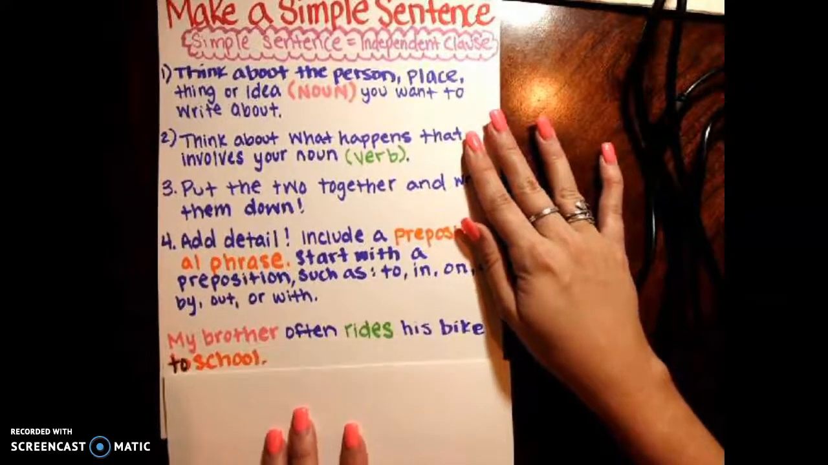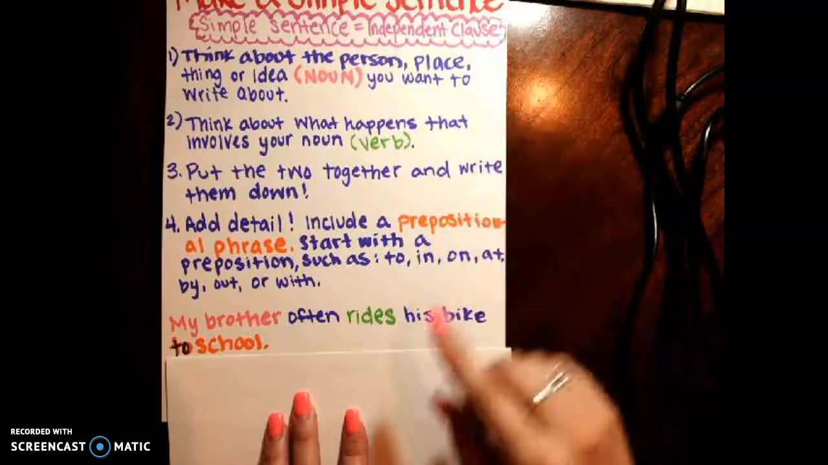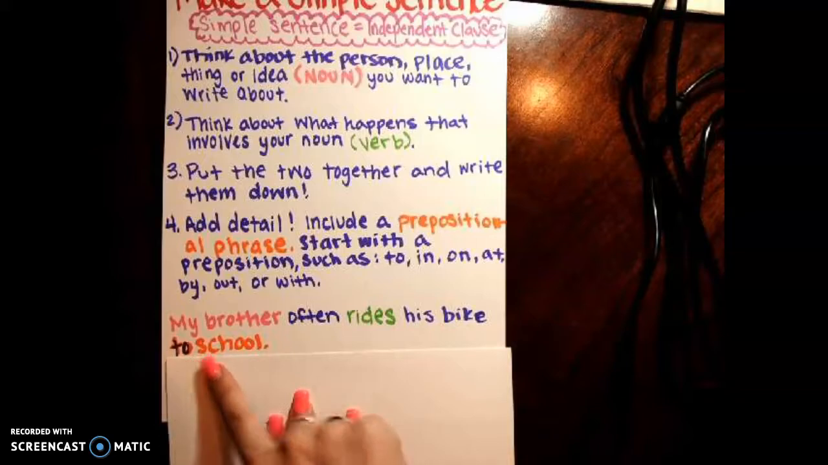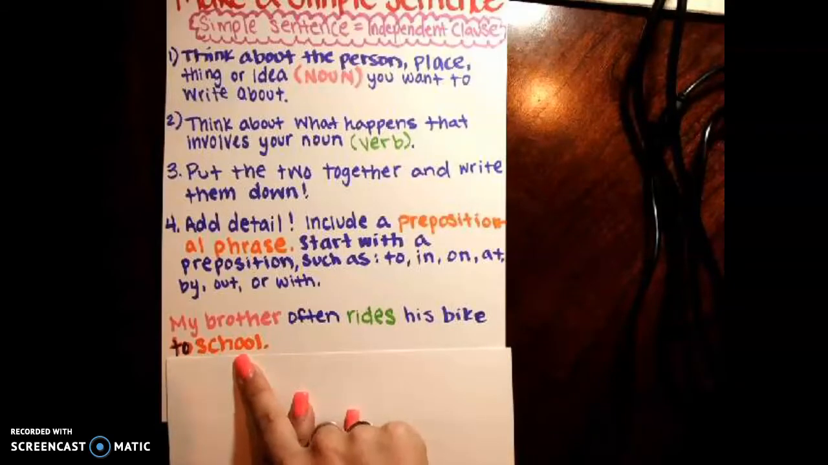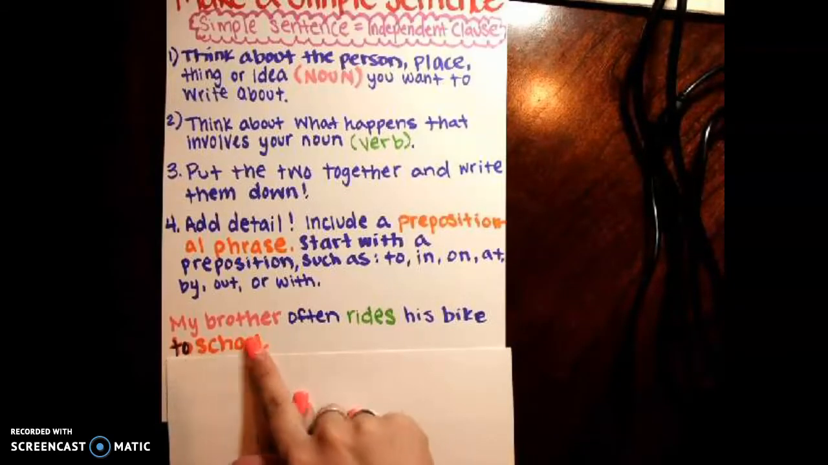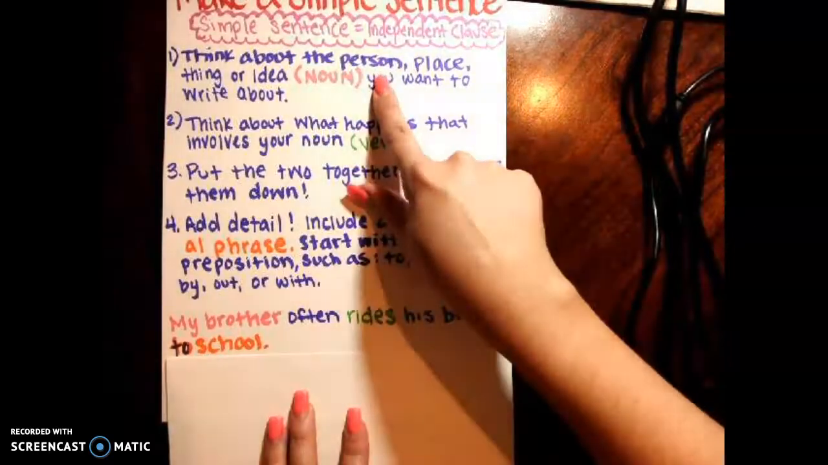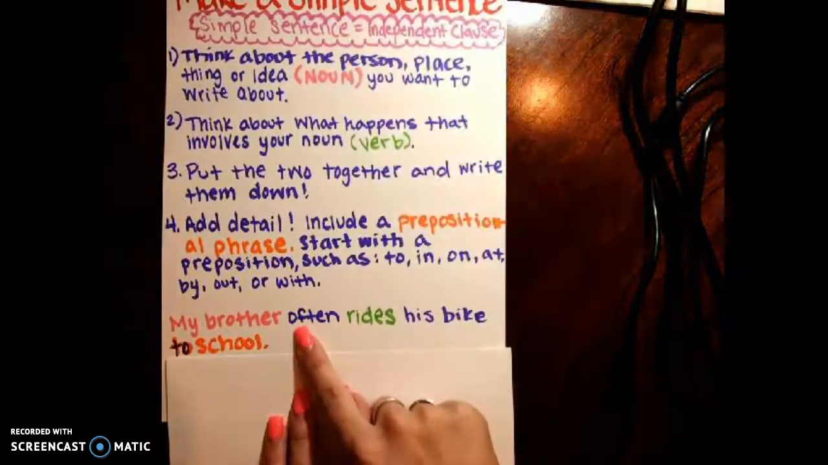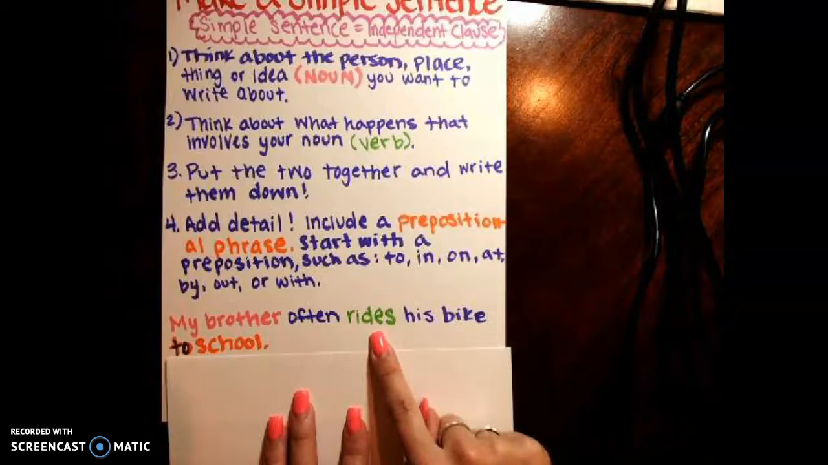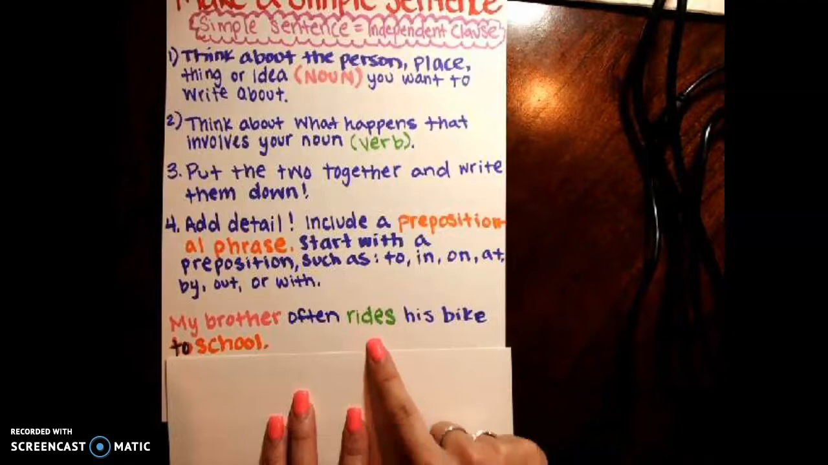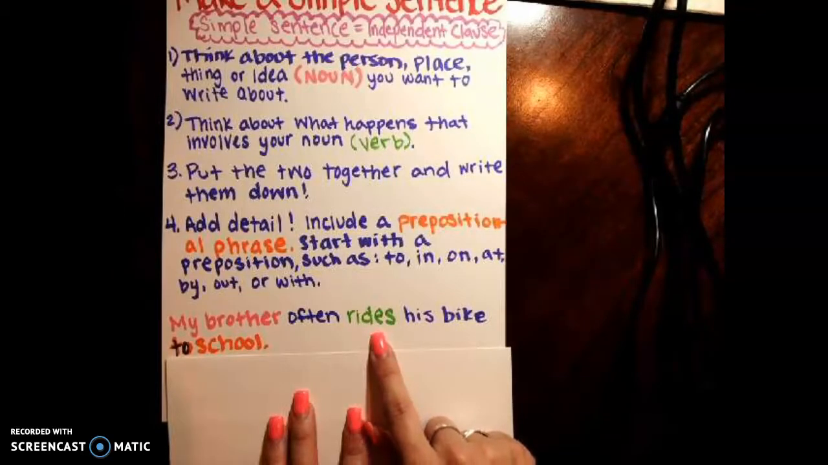So here's my first sentence that I'm going to show you. My brother often rides his bike to school. So let's look at this. Let's break down this sentence. My brother, it's in pink to let you know it's a noun because my brother is a person, okay? Often rides. So rides is in green, which remember that means a verb. So when I ride something, I'm doing something, which is why that's in green and is considered your verb.